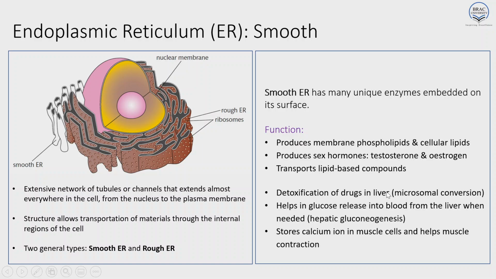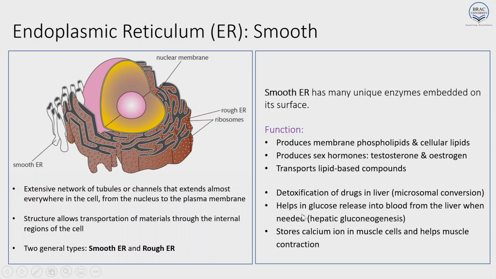in drug metabolism. You will learn more about drug metabolism and drug biotransformation in courses like biopharmaceutics and pharmacology, etc. So just know the term detoxification, and detoxification of drugs occurs in the liver. The detoxification or metabolism that involves the ER, endoplasmic reticulum, is termed microsomal conversion or microsomal metabolism. So the ER involved in the metabolism is called microsomal metabolism, etc.